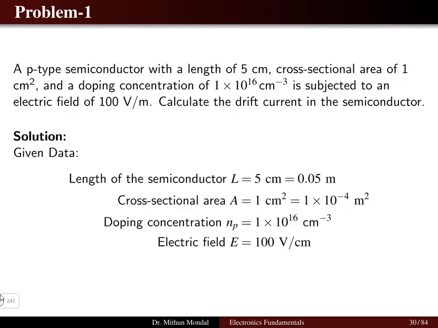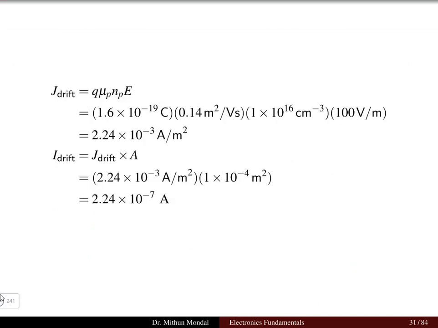So the given data, let us note down: the length of the semiconductor, cross-sectional area, the doping concentration Np, and the electric field. These are the data which are given to us. Hence, we can find the drift current density, which is q into E, and q is given by the charge, mobility, and the number of carriers product. We get 2.24 into 10 to the power minus 3.